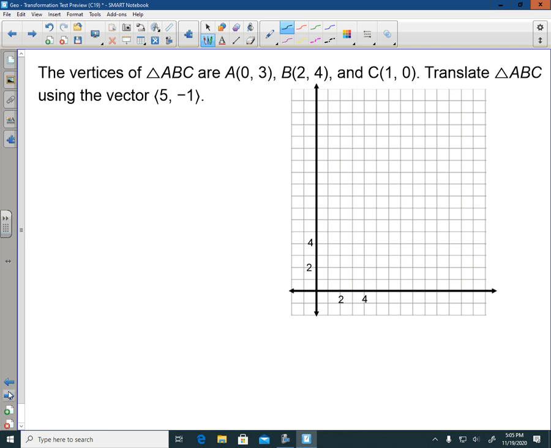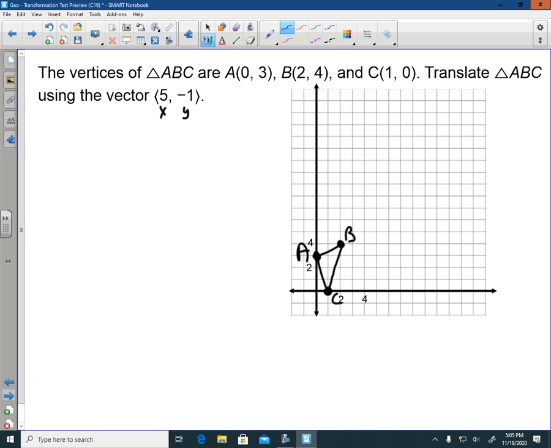We've got (0, 3), which is here. That's A, and then we have (2, 1), 2, 3, 4 for B, and then C is at (1, 0), so right about there. Here's C. And this vector is telling us that this is how far we go in the x, and this is how far we go in the y.